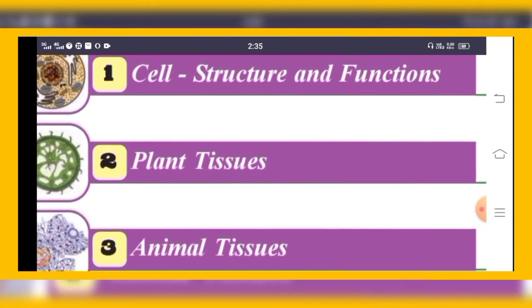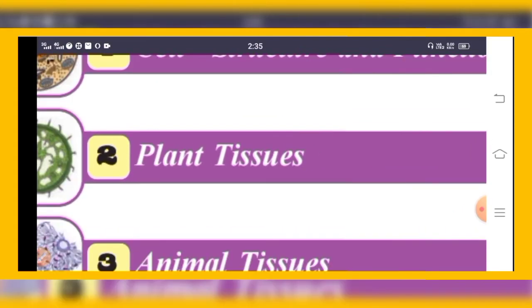Next, plant tissues. You know that plants are also made up of cells and their components. Plant tissues are special tissues because they grow continuously, but in animals it is limited only. Plant tissue is nothing but a group of cells. We can see different types of tissues in plants. Let us study that in this chapter.